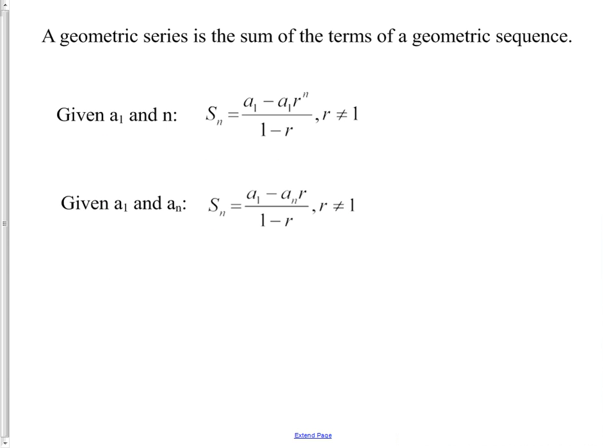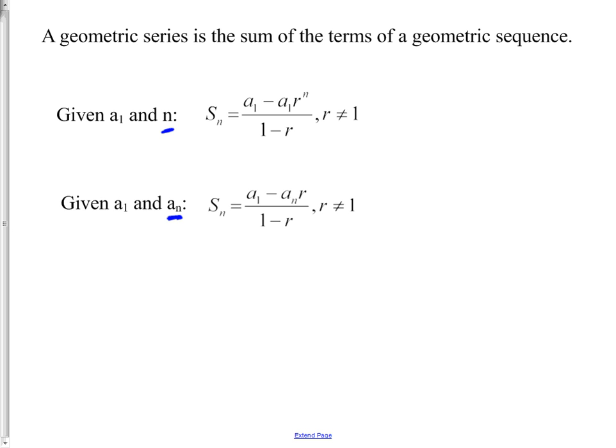Next thing we're going to talk about here are geometric series. There are two formulas with geometric series. One is when you're given the n value, and the other one's when you're given a sub n. So it all depends on if you're given a sub n or not. So these are the two formulas. If you're given a sub 1 and n, but not a sub n, you'll use s sub n, which is the sum: the first term minus the first term times the common ratio raised to the nth power, which is the number of terms, divided by 1 minus r.